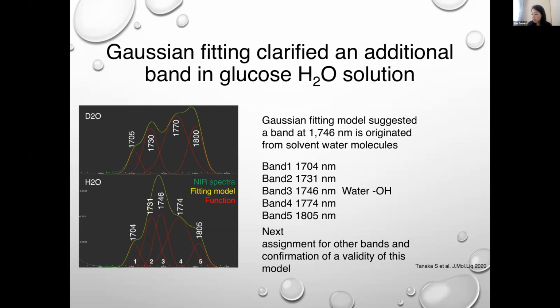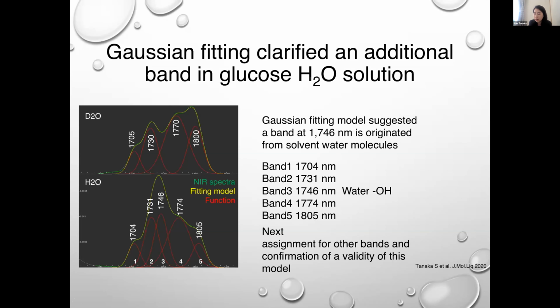And then keeping these four functions, I also performed a Gaussian fitting analysis of the glucose anomer difference spectra in light water. You can see the additional band at 1746 here. This result suggests that the band at 1746 nanometers originated from solvent water.